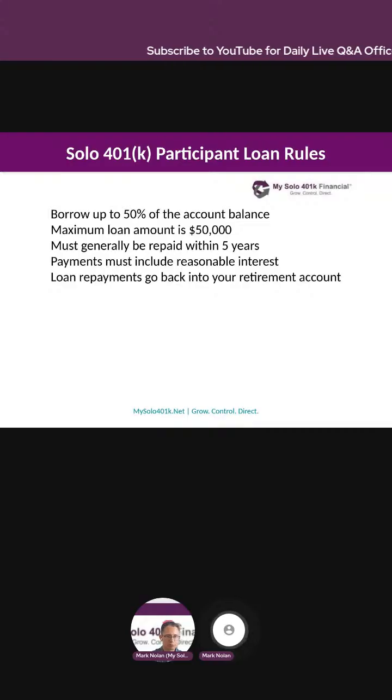And then the proceeds will flow from your respective solo 401k participant account to your personal bank account, because you are the one borrowing from the plan. So you do not want those funds to go to your business bank account. They need to flow from the solo 401k to your personal bank account when you're borrowing from the plan.